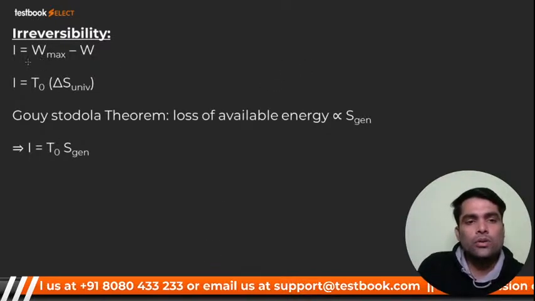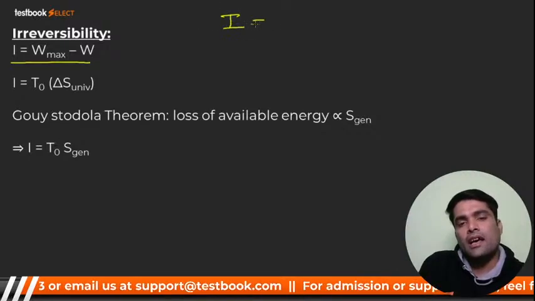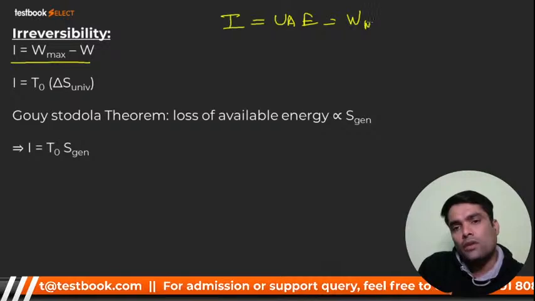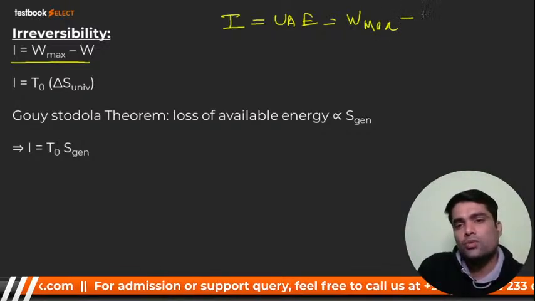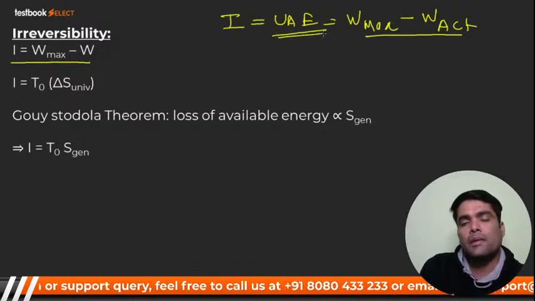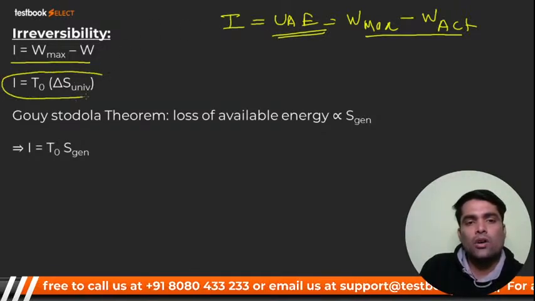Irreversibility, I already told you, is nothing but maximum work minus W. How much is the irreversibility, how much is the unavailable energy, that you can find out. That is W max, whatever you can get, minus what actual you are getting. This is W actual. The difference between these two is the unavailable part of energy. And it is given by the Gouy-Stodola equation.